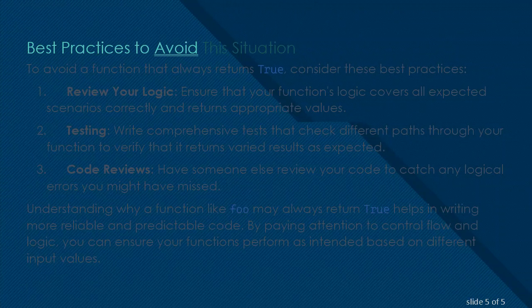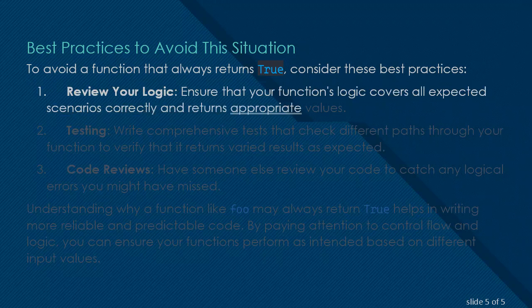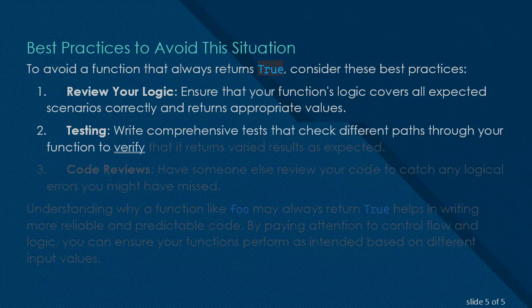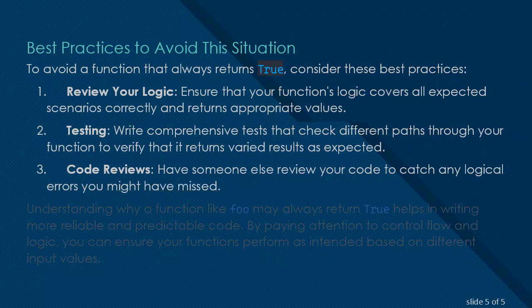Best practices to avoid this situation. To avoid a function that always returns true, consider these best practices. Review your logic. Ensure that your function's logic covers all expected scenarios correctly and returns appropriate values. Testing. Write comprehensive tests that check different paths through your function to verify that it returns varied results as expected. Code reviews. Have someone else review your code to catch any logical errors you might have missed.